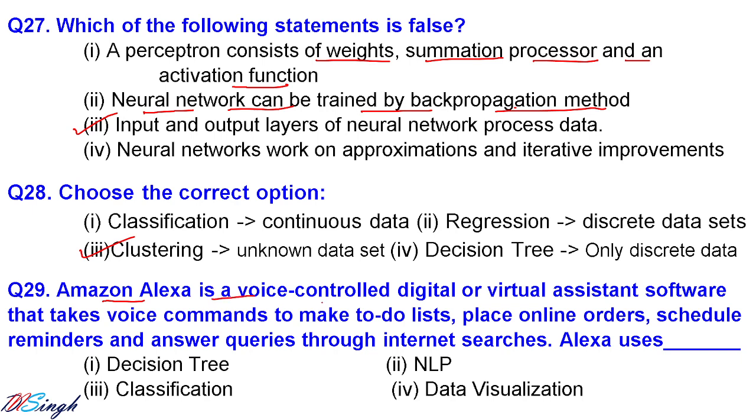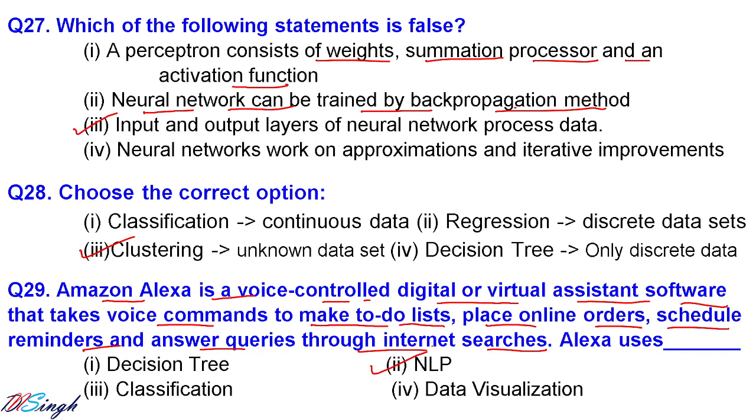Amazon Alexa is a voice controlled digital or virtual assistant software that takes voice command and makes to-do lists, places online orders, schedules, reminders and answers the queries through internet search. Alexa uses what? It is going to use NLP, natural language processing, in which natural language generation and natural language understanding both are included.